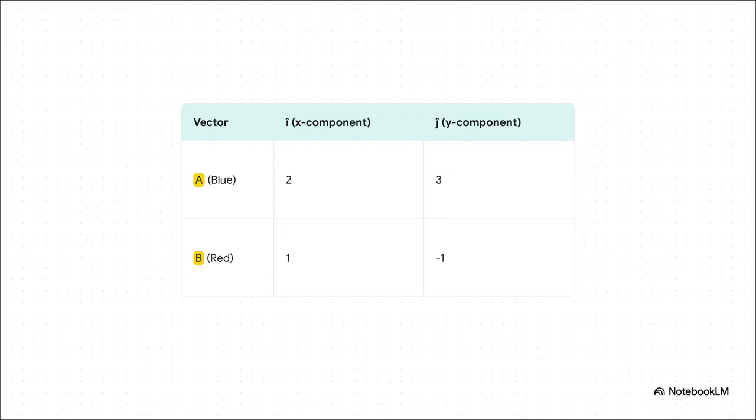You can think of them as the stars of our show. And here they are. We've got vector A, which is our blue one. It goes 2 units over on the x-axis and 3 units up on the y-axis. Then we have vector B in red. It goes 1 unit over on the x-axis and 1 unit down on the y-axis. So keep these 2 in your head. We're going to be seeing a lot of them.